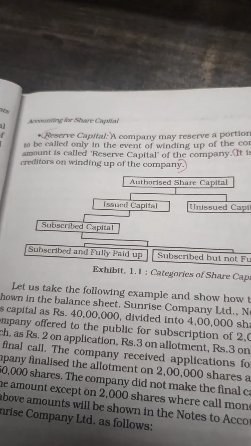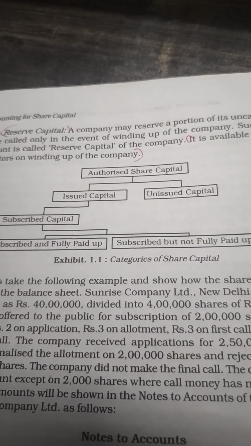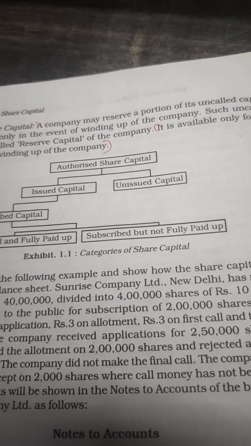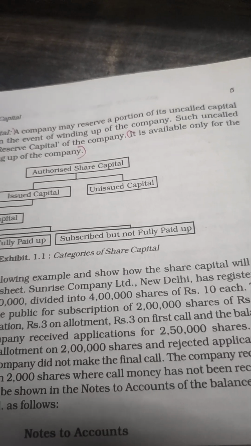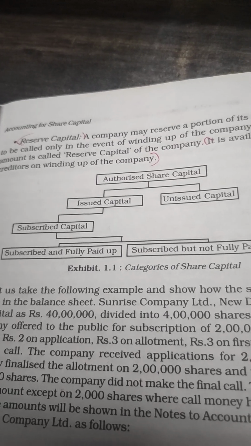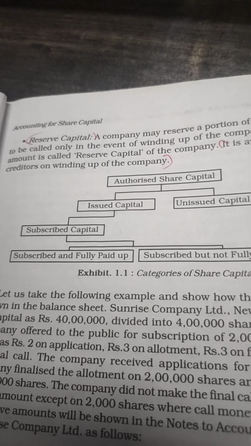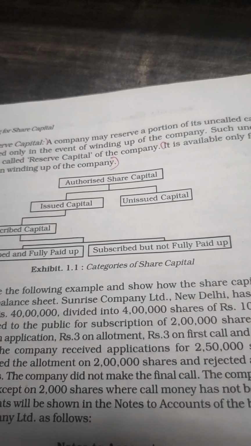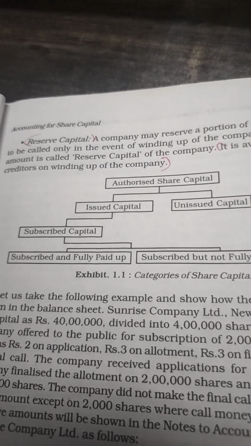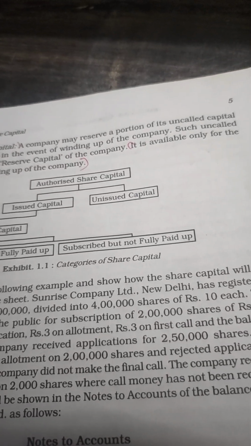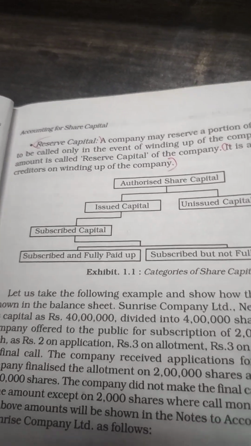Then the reserve capital. A company may reserve a portion of its uncalled capital to be called only in the event of the winding up of the company. Such uncalled amount is called the reserve capital of the company. It is available only for the creditors on the winding up of the company.